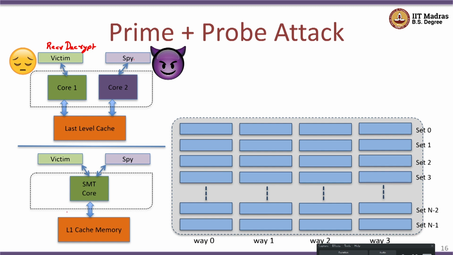So a typical L1 cache memory looks like this. We have cache lines which are present, and these cache lines are organized in sets. So here, for instance, we have n sets labeled set 0 to set n minus 1, and each set holds 4 cache lines. So this would be a 4-way set associative cache. So we have way 0, way 1, way 2, and way 3.